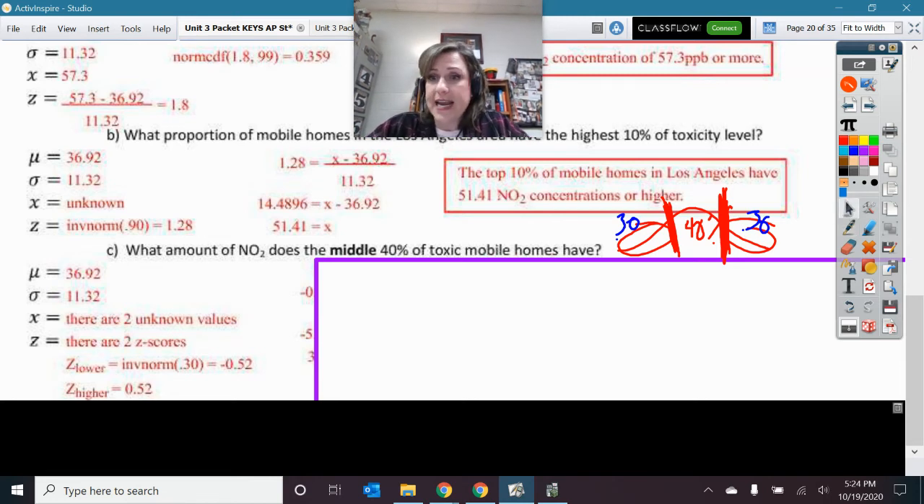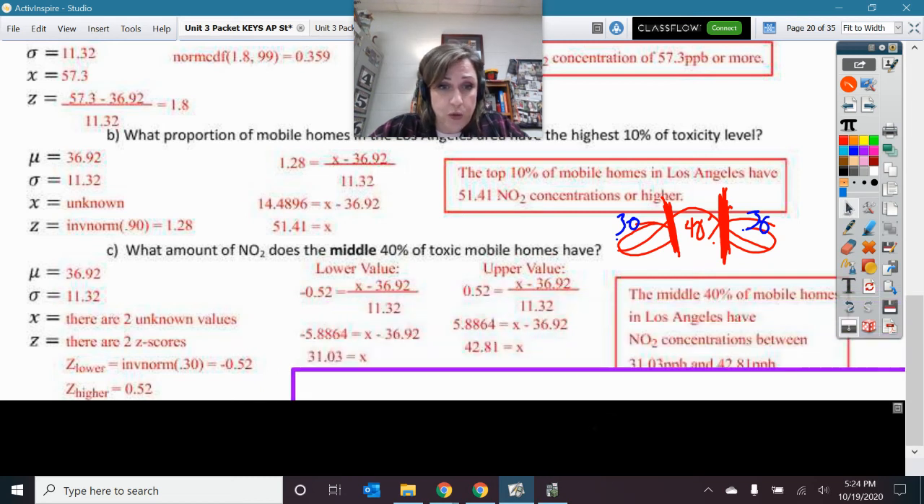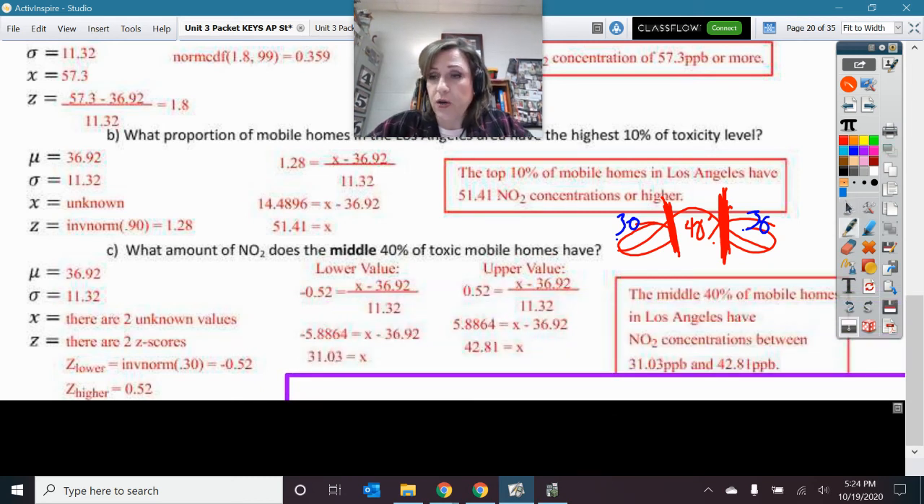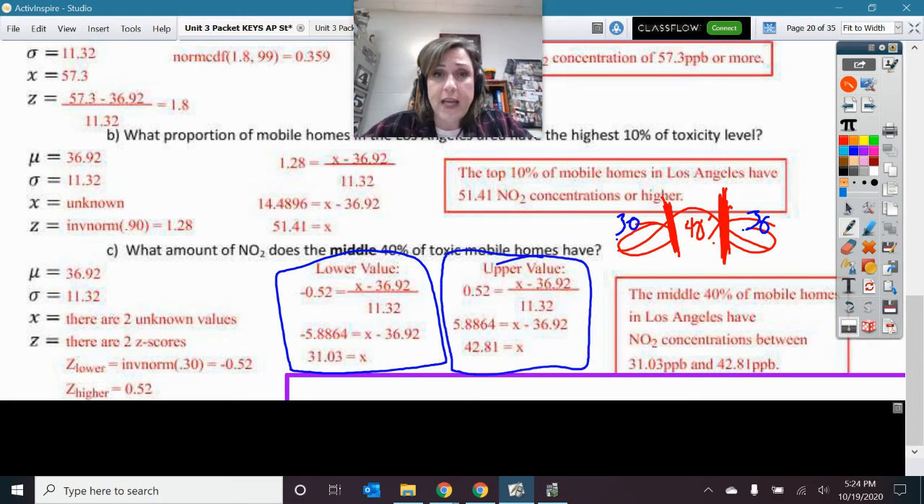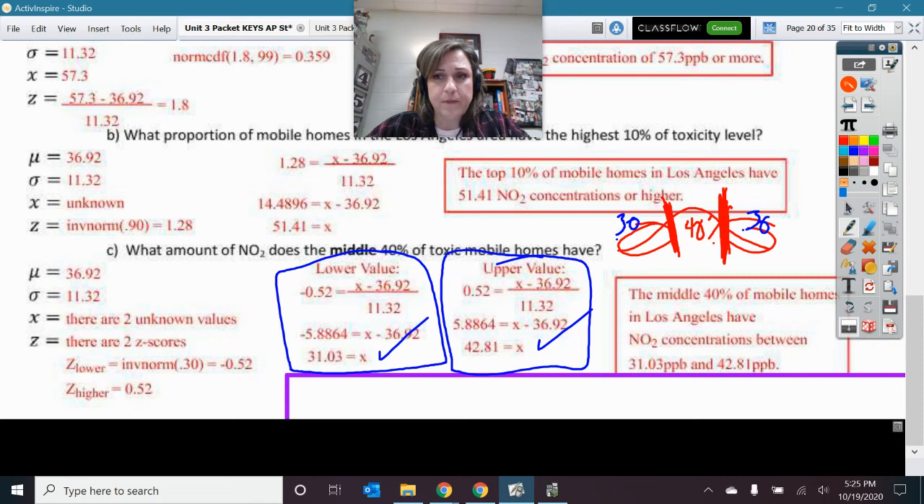There's my two z-scores. Now, set up two sets of equations. So look here. Here is the math for the lower x value. I set it up with a negative 0.52 z-score. And here is the algebra for the upper z-score. I set it up with the 0.52 upper value. So our middle 40% of homes have NO2 concentrations between 31.03 parts per billion and 42.81 parts per billion. All right, that's the end of that one. Let's move on.